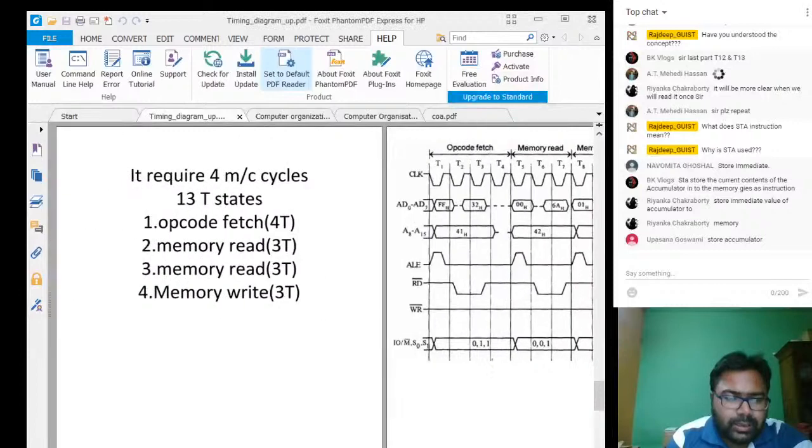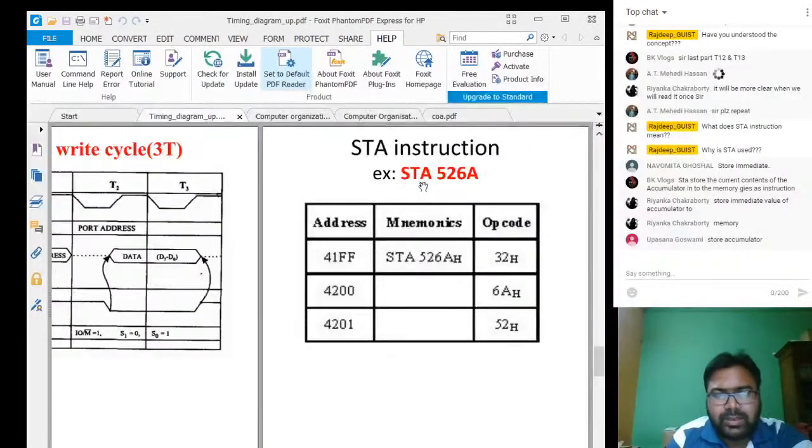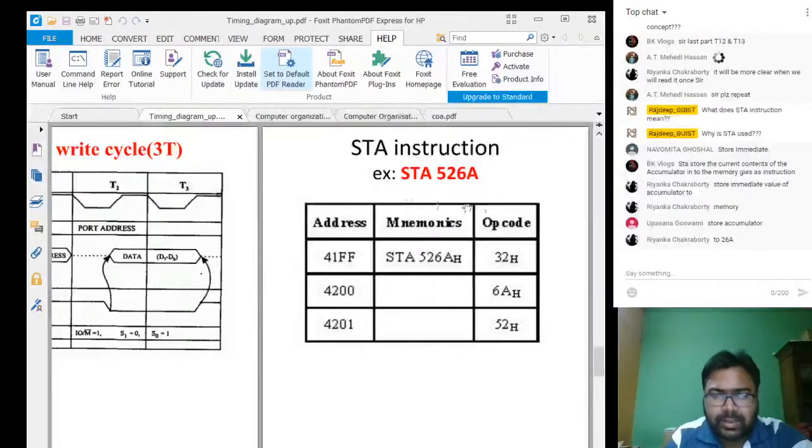So if you see here, this instruction STA 526A, here it will store the content of accumulator, whatever it is, to this particular memory address. So first you need to read it. Okay, so here if you remember, say basic instruction, it is having the opcode followed by memory address, right? Or operands.